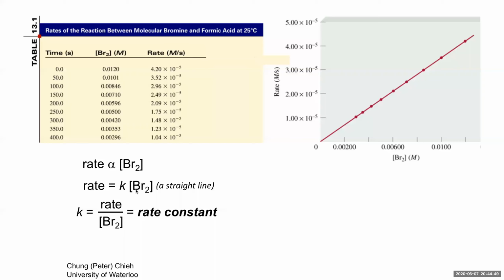Now we can rearrange this rate law to calculate the rate constant. So this is one way. If we know the rates at the different concentrations, we can calculate the rate constant. We can rearrange this so K equals rate divided by concentration of bromine. This is also going to give us the units for the rate constant.